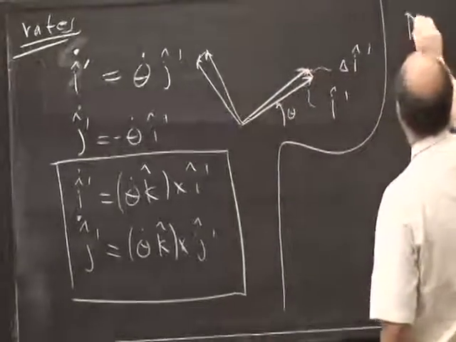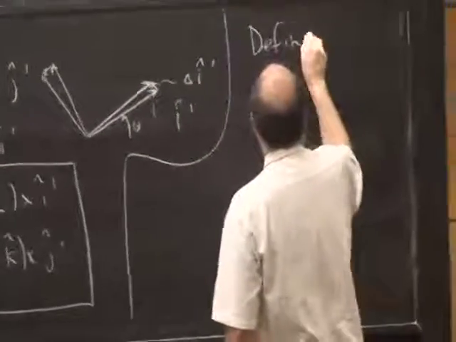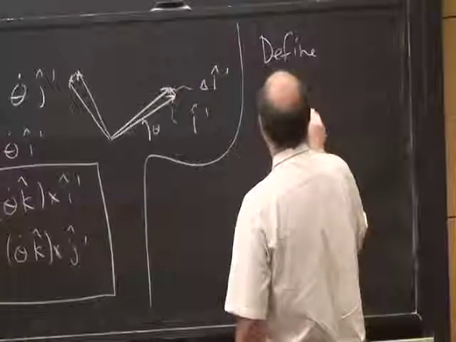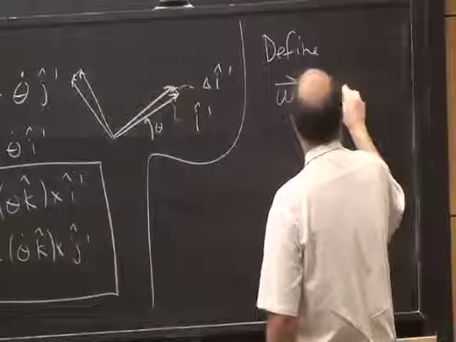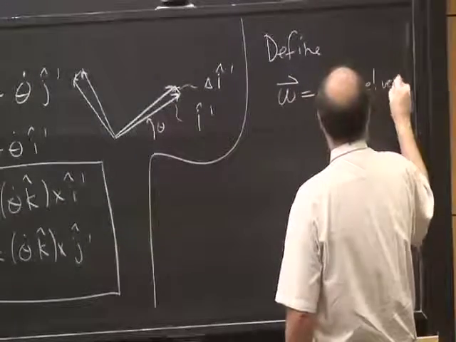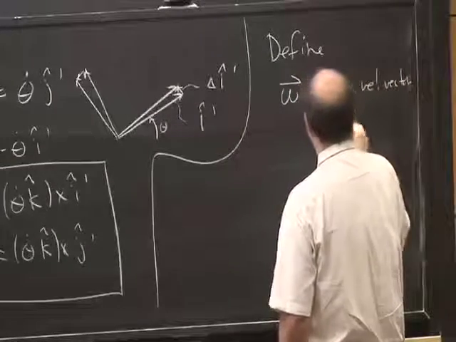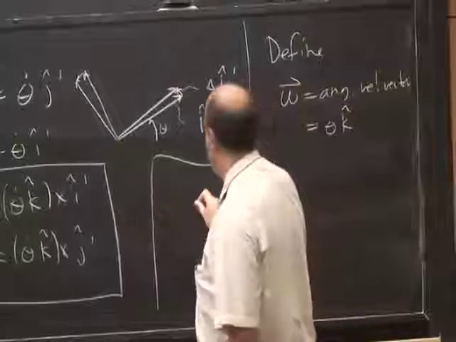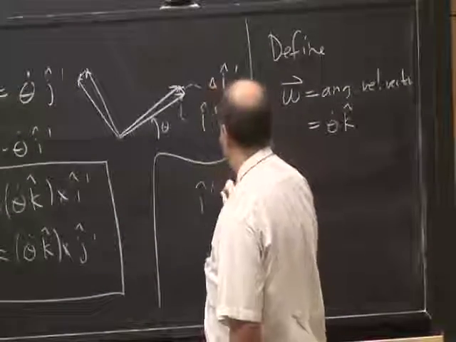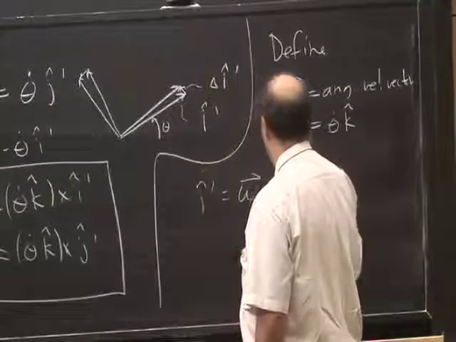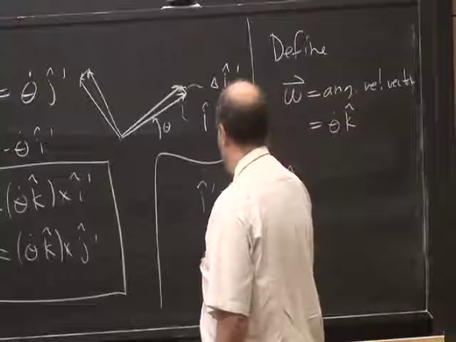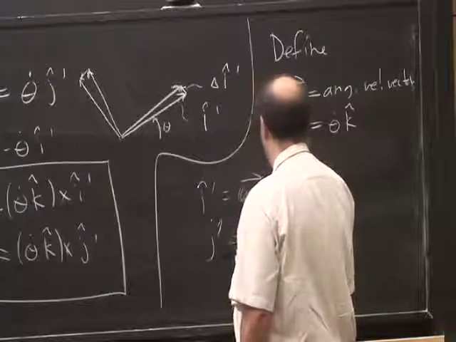Now what we're going to do is define omega, which is going to be a vector, the angular velocity vector. We're going to define it to be theta dot k. So this formula turns into I prime dot is equal to omega cross I prime, and J prime dot is equal to omega cross J prime.